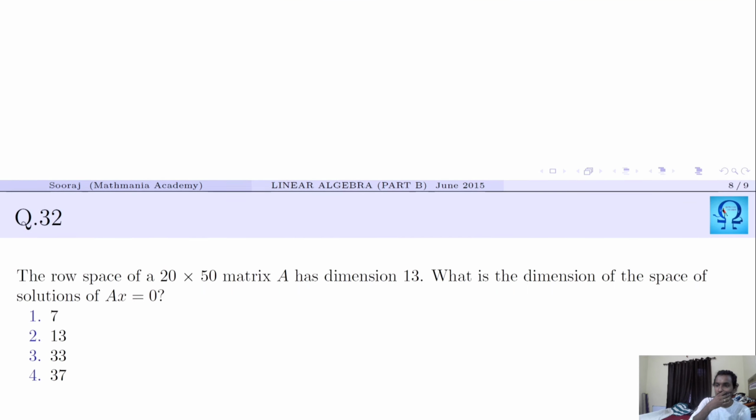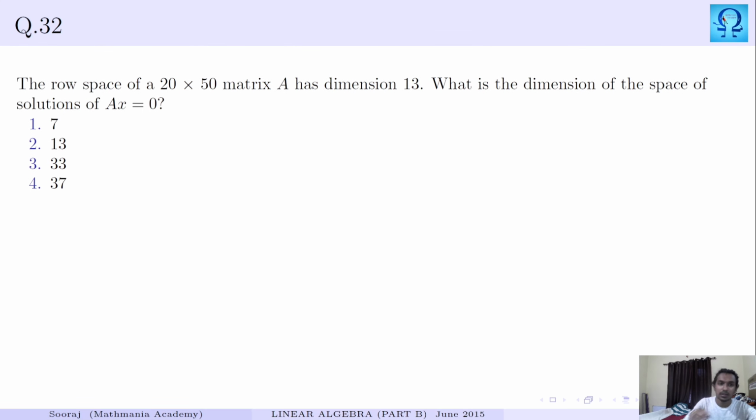Now moving to the last question. It is given that the row space of this 20 by 50 matrix has dimension 13, which means rank of A is 13. Be it a row space or a column space, that is rank. What is the dimension of the space of solutions of Ax equal to 0? So basically it is asking for the dimension of the set of x such that Ax is equal to 0. So this is what? That is the nullity of A.